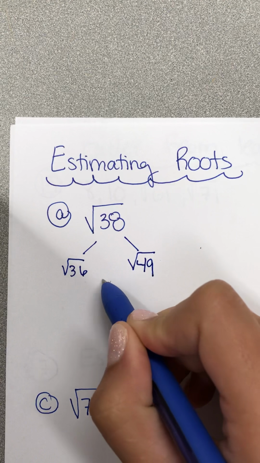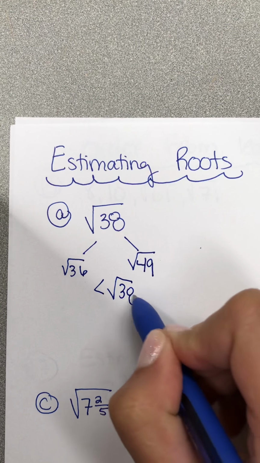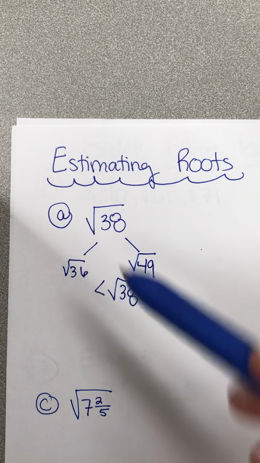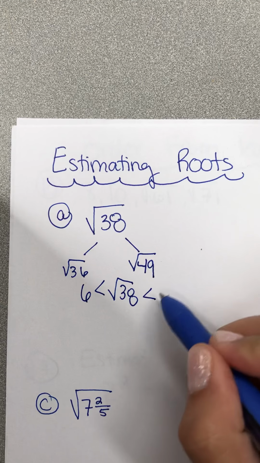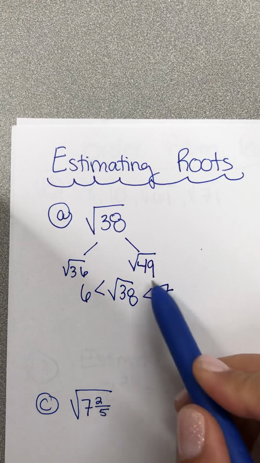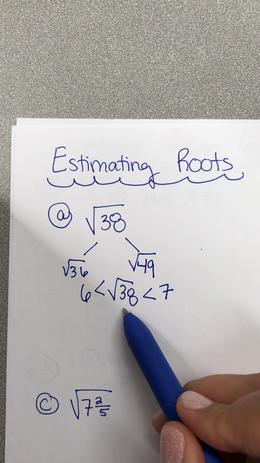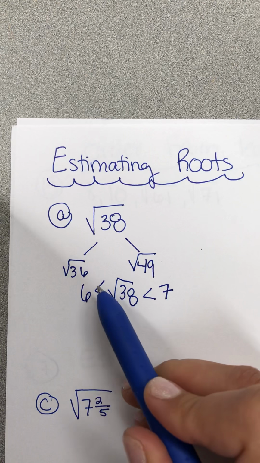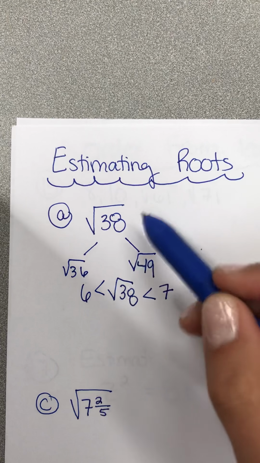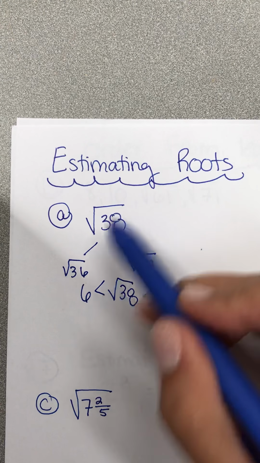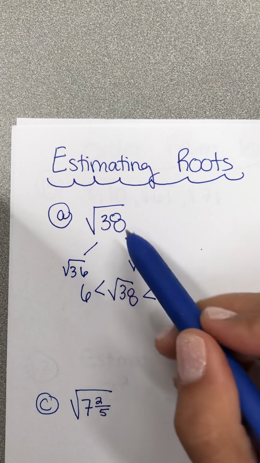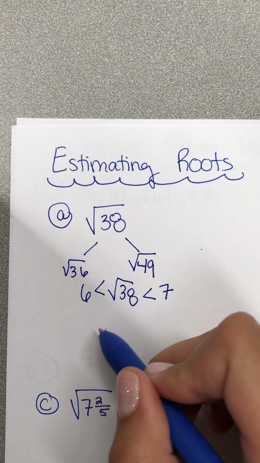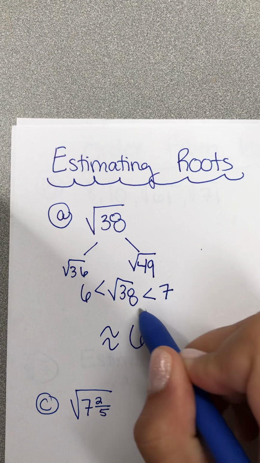Now, I want to write this in between two integers so that I can make a better estimation, okay? The square root of 36 is 6, the square root of 49 is 7. So I know that the square root of 38 falls between the numbers 6 and 7. I'm just writing it fancy with these inequality symbols. Now, the last thing you have to say is, is 38 closer to 36, or is 38 closer to 49? Because 38 is closer to 36 on a number line, our estimation is 6.